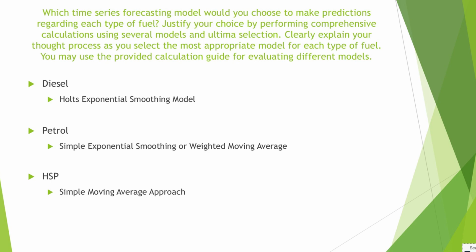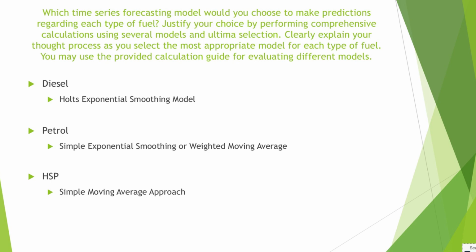For petrol, it is significant in volume but has a moderate variability and less pronounced trends compared to diesel. A simple exponential smoothing model is best. It assigns more importance to recent observations so that forecasts can adjust quickly to short-term fluctuations. It is a balance between responsiveness and stability, so it is ideal for products with moderate variability.